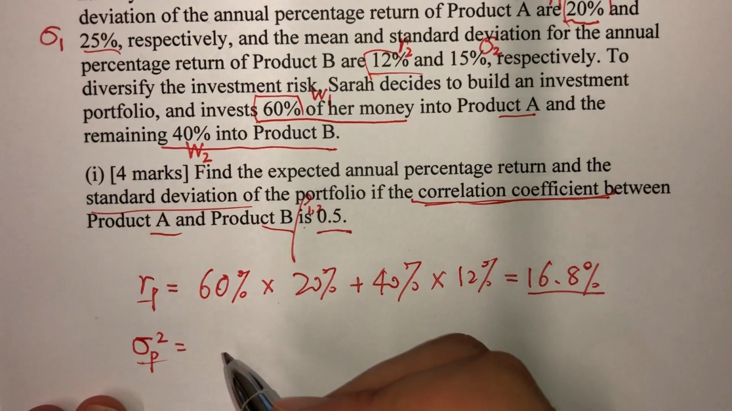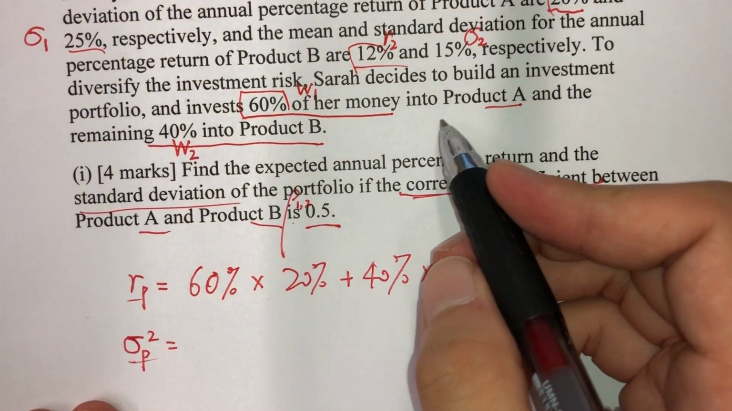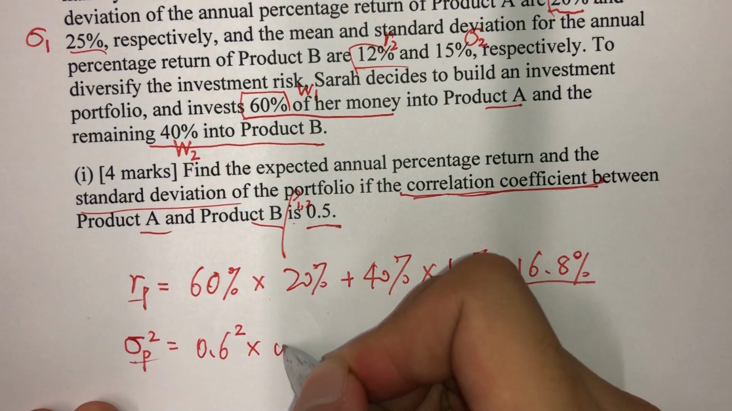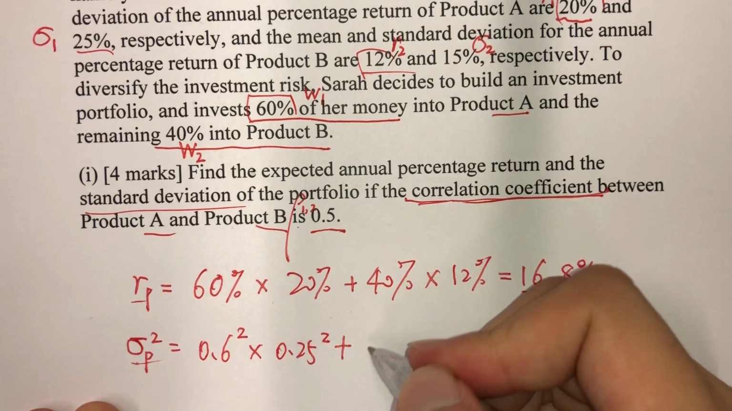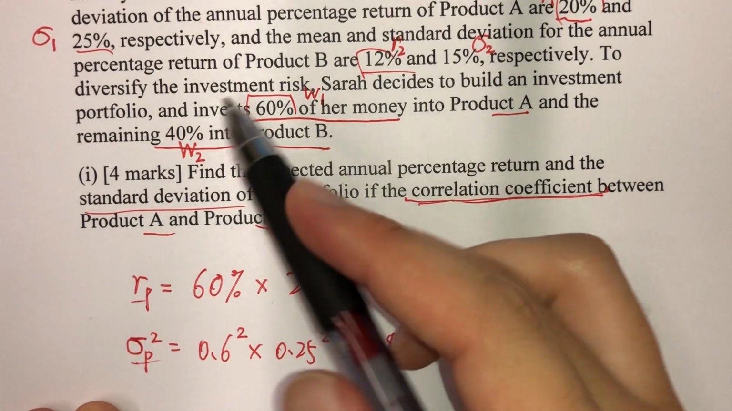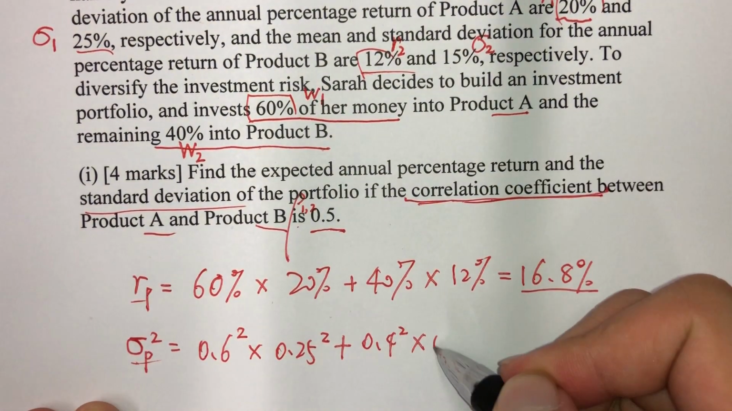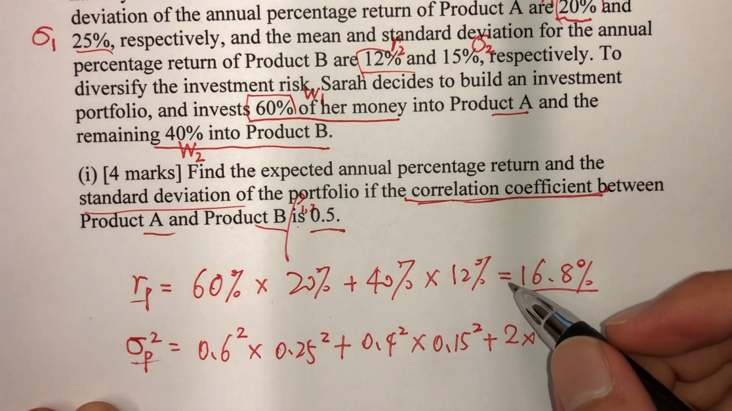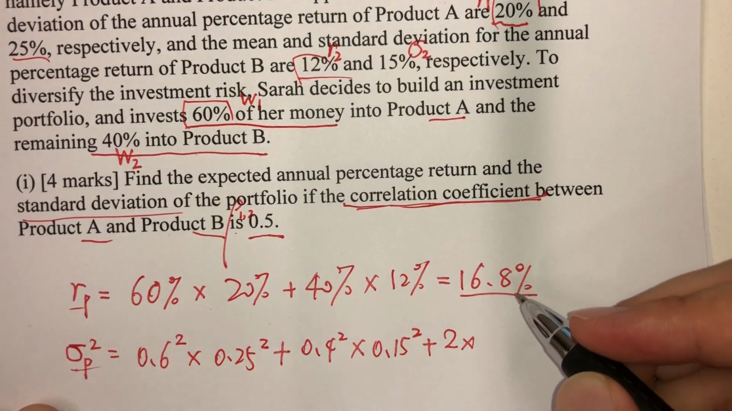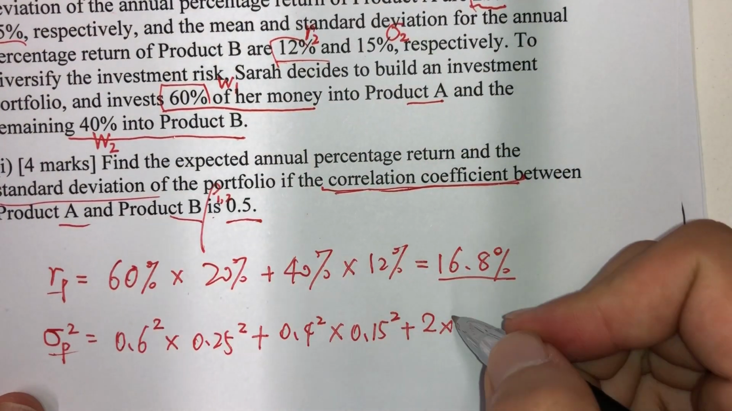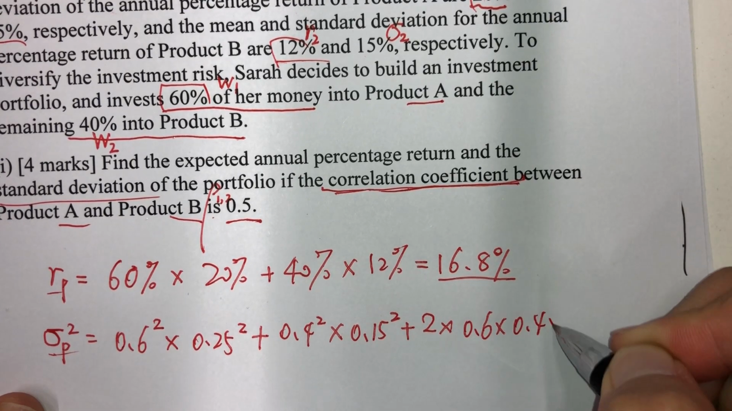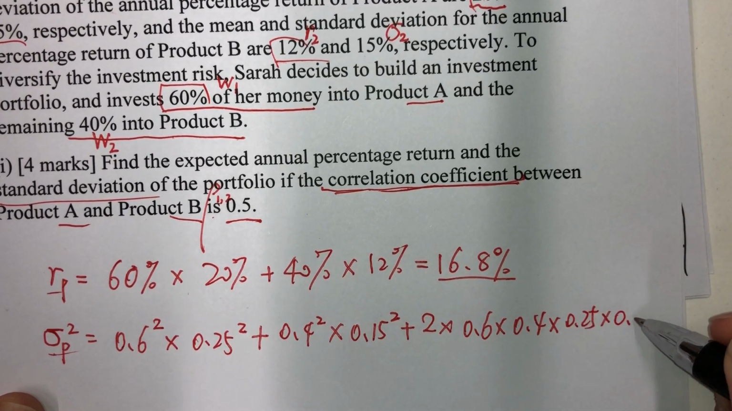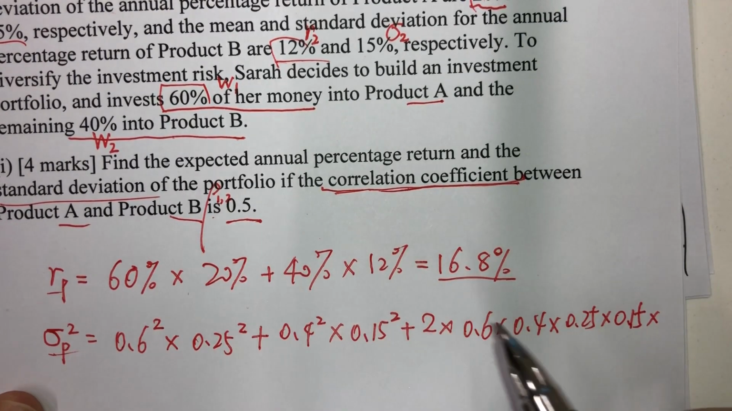So by plugging in all the numbers in the formula, we got W1 squared, 0.6 squared, times standard deviation squared, 0.25 squared, and then plus 0.4 squared. This is W2 squared times 0.15 squared. And then we've got 2 times the weight 1, weight 2 times the rho 1,2, sigma 1, sigma 2. Therefore, the formula should be 2 times weight 1, 0.6, weight 2, 0.4, sigma 1, 0.25, sigma 2, which is 0.15, and then times rho 1,2, which is 0.5.